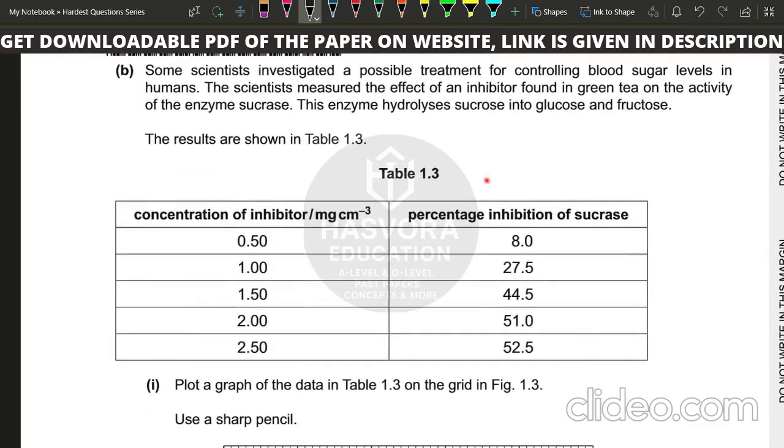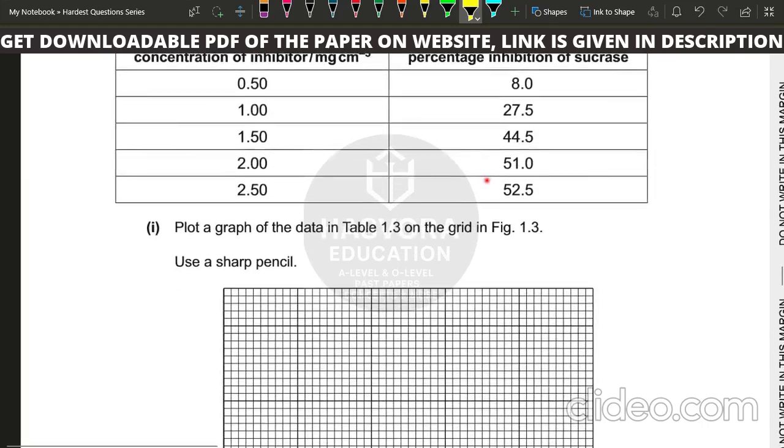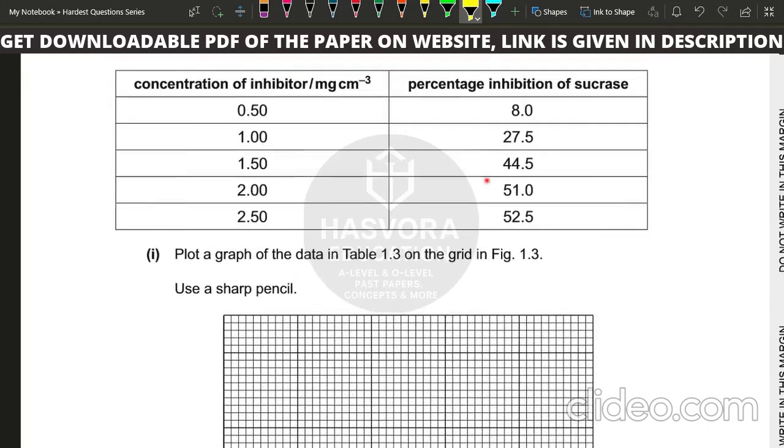Now part B says some scientists investigated a possible treatment for controlling blood sugar levels in humans. The scientists measured the effect of an inhibitor found in green tea on the activity of the enzyme sucrase, the enzyme that hydrolyses sucrose into glucose and fructose. Now you just have to make this graph. I've already made a video on different types of graphs, on how you have to identify the dependent and the independent variable.